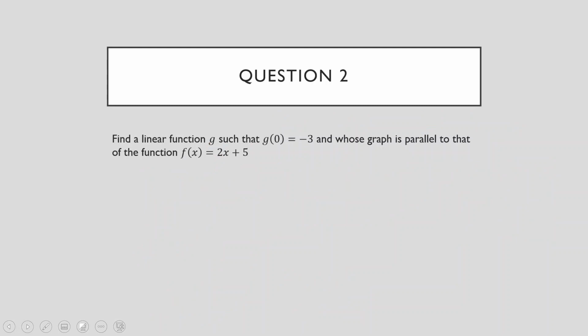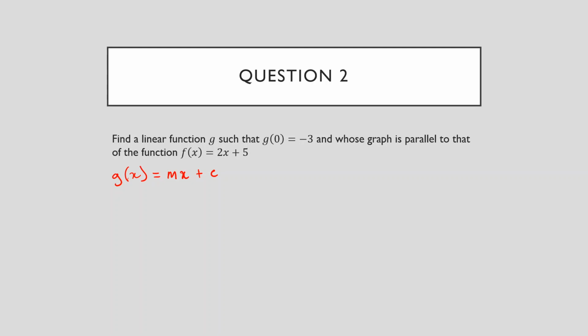All right, question 2. It says find a linear function g such that g of 0 equals -3 and whose graph is parallel to that of the function f of x equals 2x plus 5. So it's asking us to find a linear function g. What rule does a linear function have? Well, a linear function is completely defined by a gradient of some kind, mx, as well as a y-intercept.